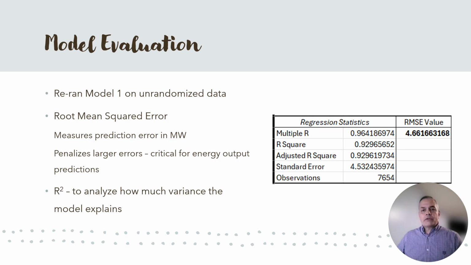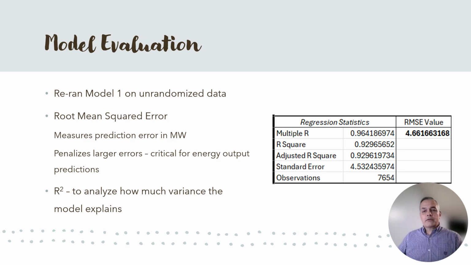For evaluation, I chose root mean squared error as my metric because it measures prediction error in megawatts, the unit of the output electricity, and it penalizes larger errors, which is important. It's critical for energy output predictions when you're designing electrical architectures. I also looked at the R-squared value to see how much variance the model explains.